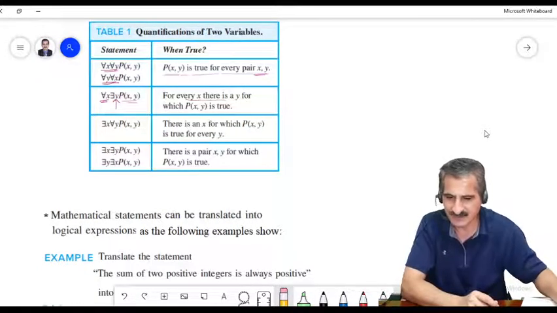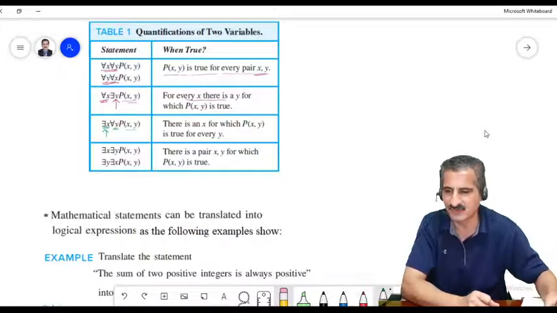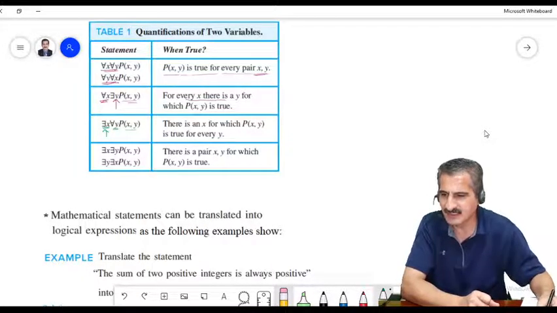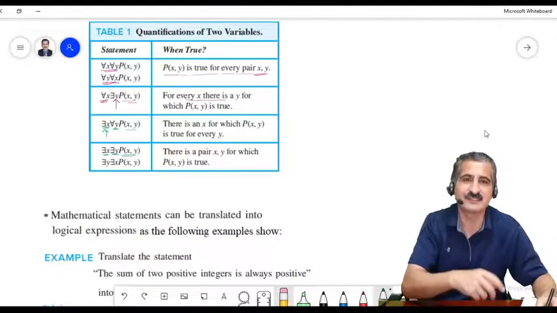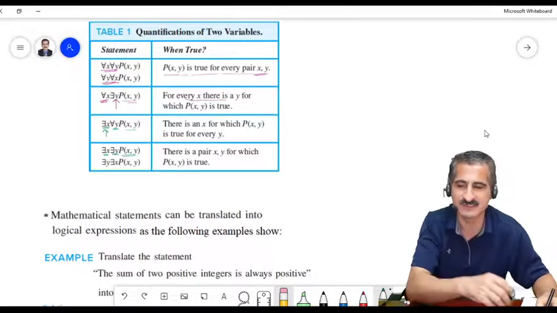In here it says that there exists x such that for every y the statement is true. And here it says there exists x such that there exists y such that P of x, y is true, which means there exists a pair of elements, x and y, so that P of x, y is true.